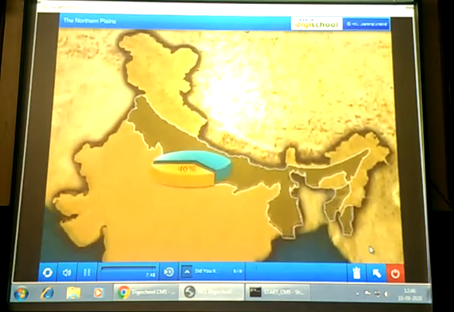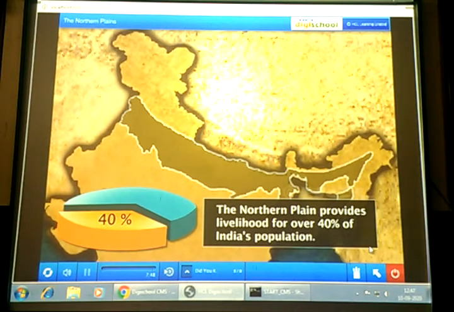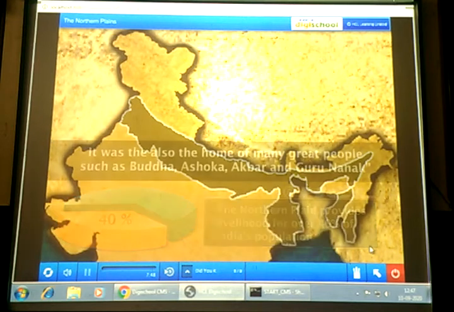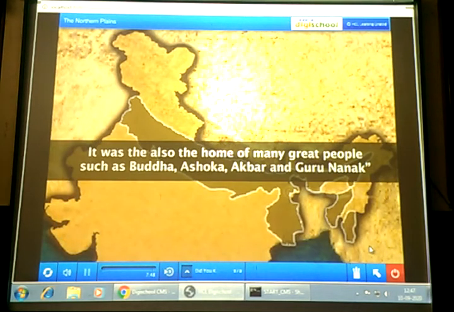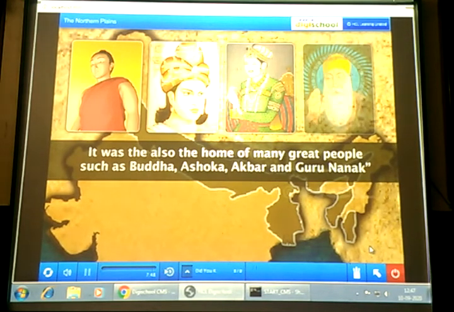The northern plain provides livelihood for over 40% of India's population. It was also the home of many great people such as Buddha, Ashoka, Akbar, and Guru Nanak.